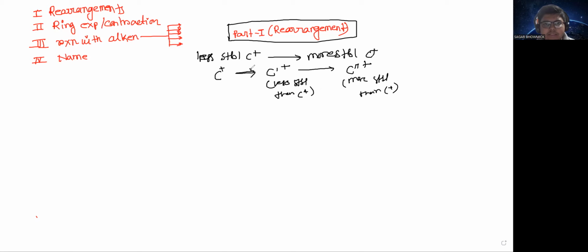Then C plus to C dash plus is more stable to less stable, but C plus to C dash plus to C double dash plus, C double dash plus is much more stable than C plus itself. Then will C plus convert to C double dash plus? The answer is no, it will not convert, because at each and every step you have to check whether a more stable carbocation is forming from a less stable carbocation or not. So be very careful with this and don't get confused. Let me give you one example.